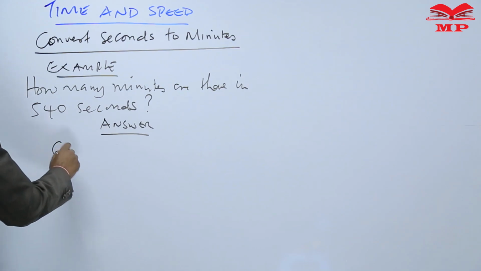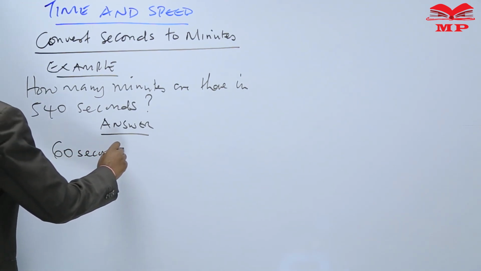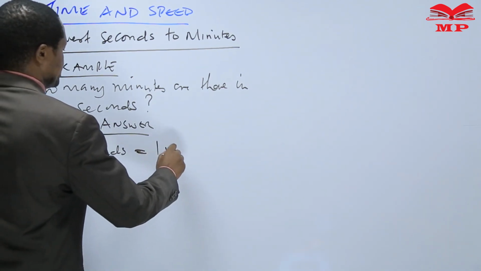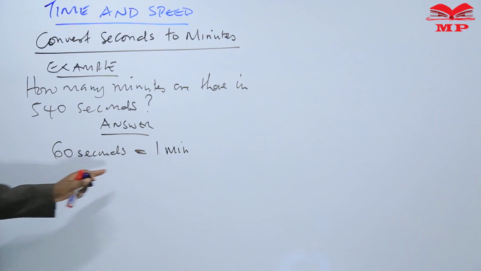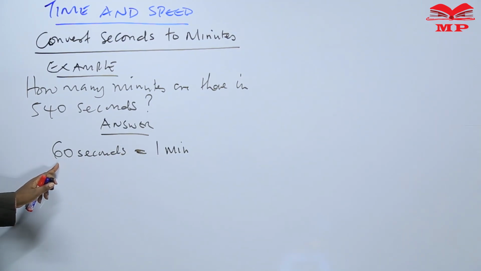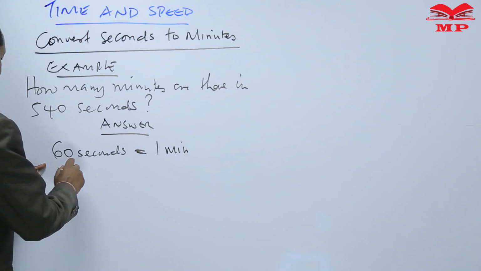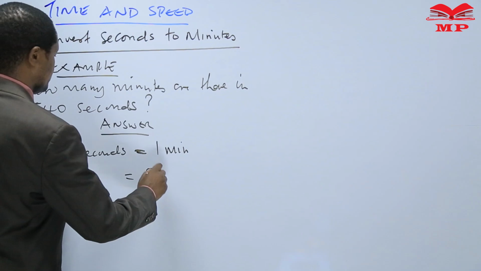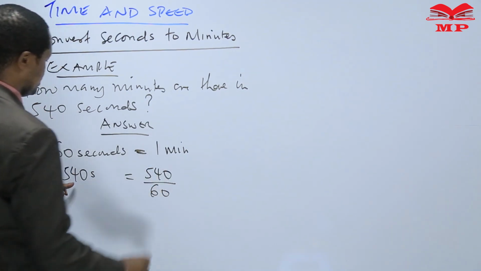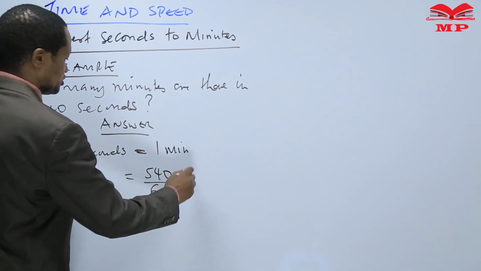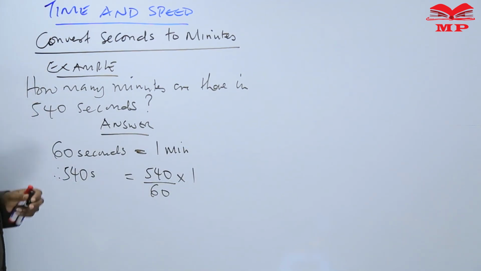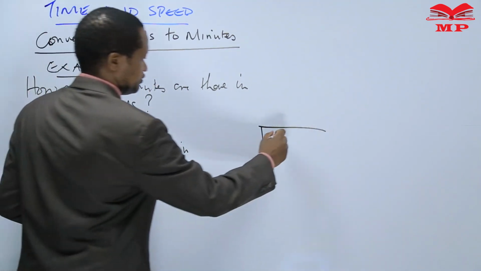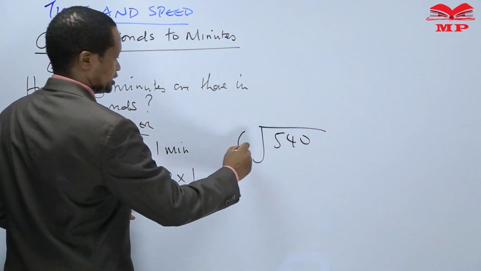So we know 60 seconds is equivalent to 1 minute. In 1 minute there are 60 seconds. Therefore 540 seconds will be equal to 540 over 60 times 1. So we divide 540 by 60.